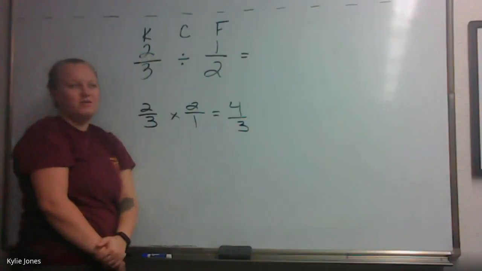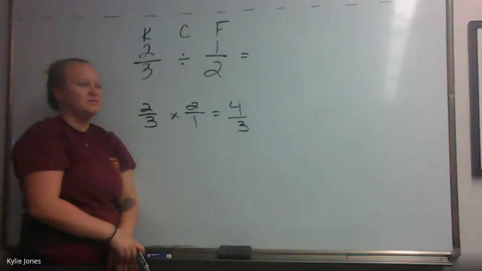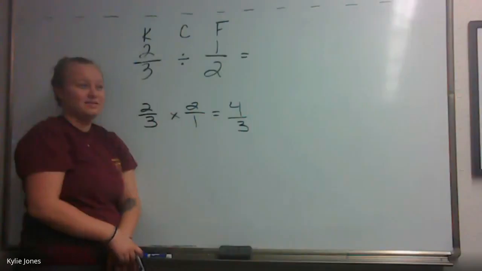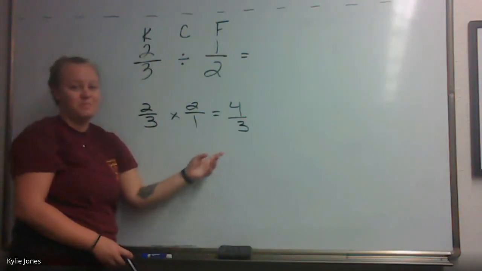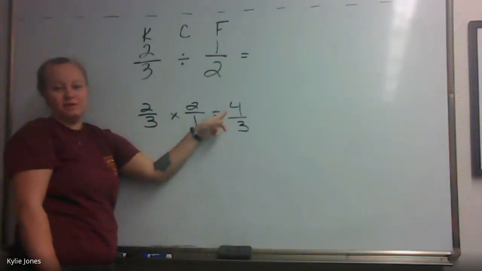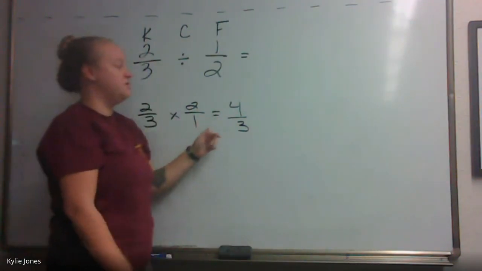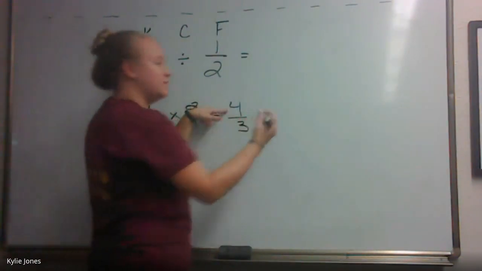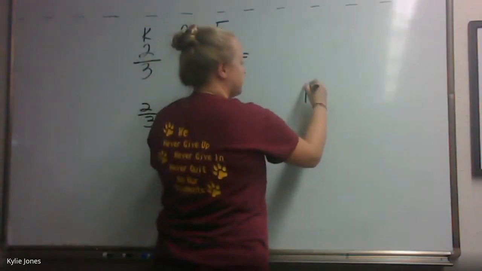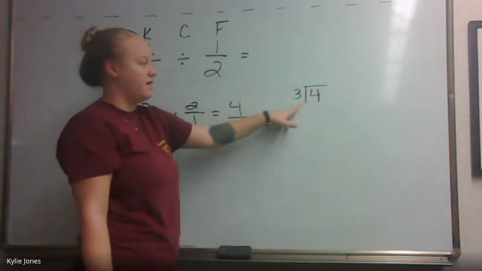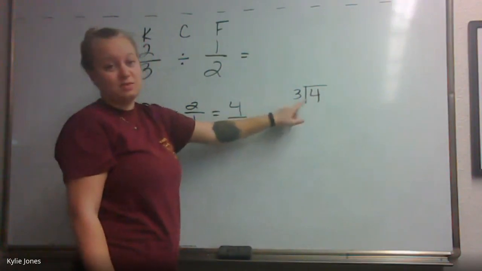Do you guys know how to change an improper fraction to a mixed number? Kind of. So let's talk about this. You end up with a number that's bigger on top than it is on the bottom. We can't really do that. So you take the top number, 4, and divide it by the bottom number, 3. So 4 divided by 3. Now, how many times does 3 go into 4?